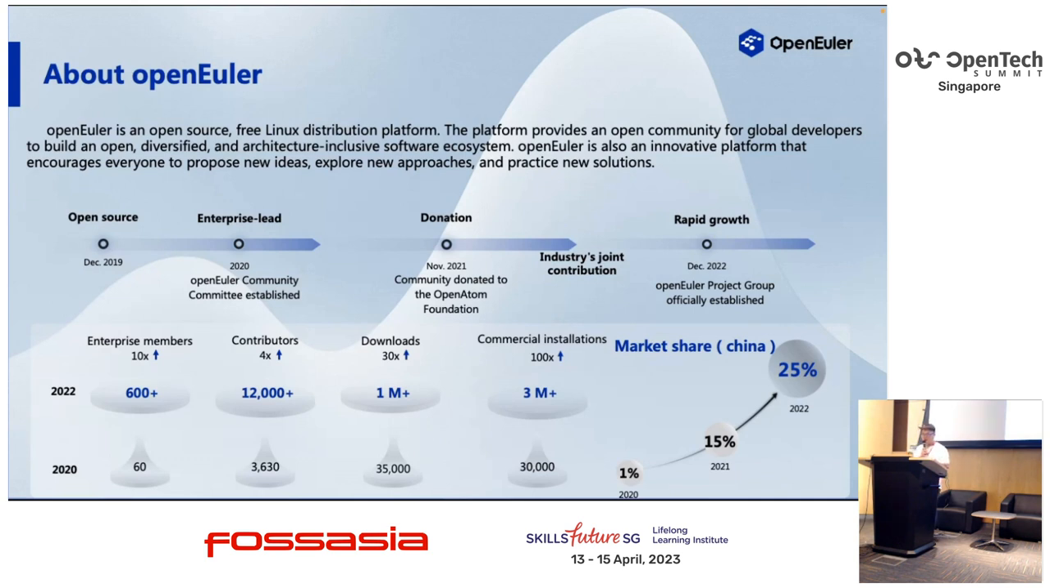openEuler is an open source, free Linux distribution platform. The platform provides an open community for global developers to build an open, diversified, and architecturally inclusive software ecosystem. openEuler is also an innovative platform that encourages everyone to propose new ideas, explore new approaches, and practice new solutions.